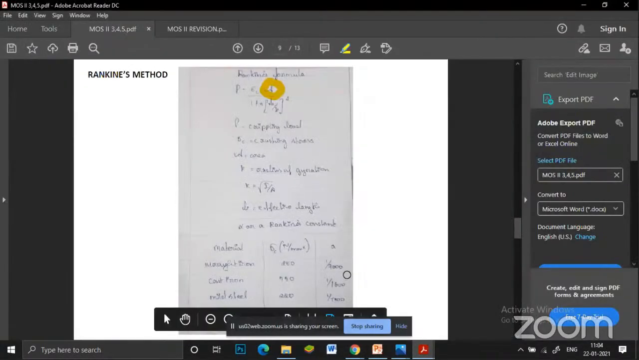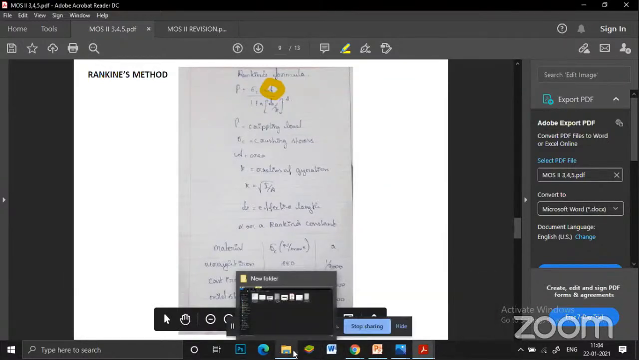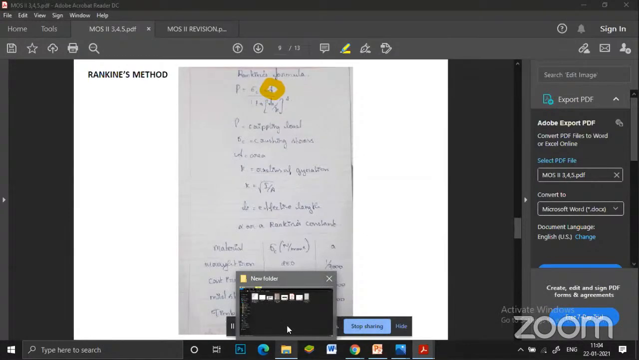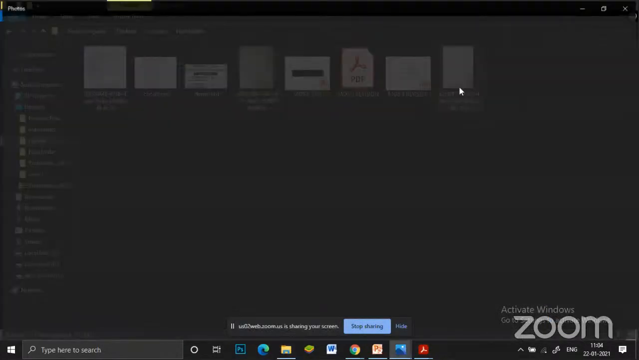Before the break, we were talking about Rankine's formula: in which case we must use Rankine's formula, and in which case we must use Euler's formula. We had a clear vision. Now, a small example for this Rankine's formula.